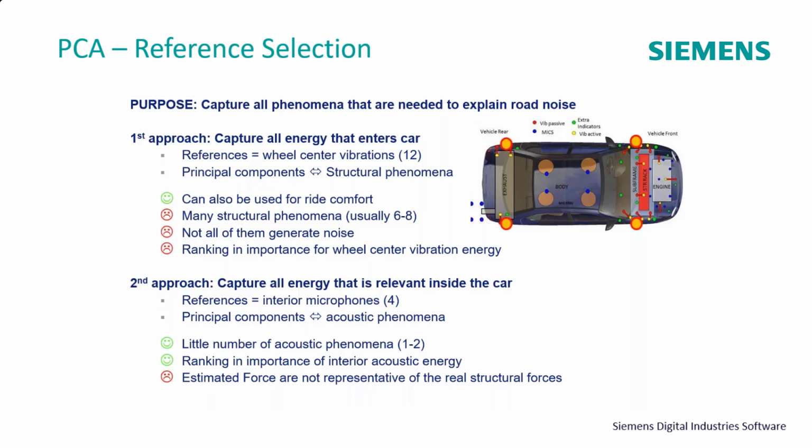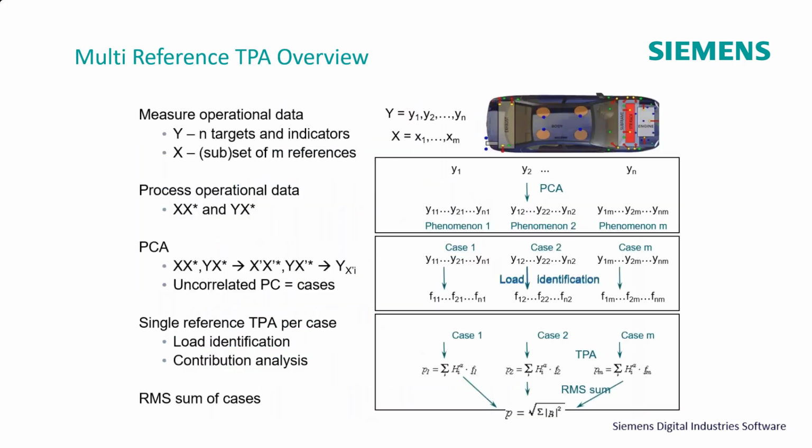Okay, so 2 different ways to approach it. One uses 12 references to calculate the cross powers, and those references are at the wheel centers. The other one uses 4 references to calculate the cross powers, and those are at the interior microphones. Okay, so this is the same slide. Basically, you measure the operating data. We want responses at all of the targets and all of the indicators. The indicators are the accelerometers used to calculate the force. We also have either 4 references if we're looking at acoustic references, or we have 12 references if you're looking at wheel centers as references.